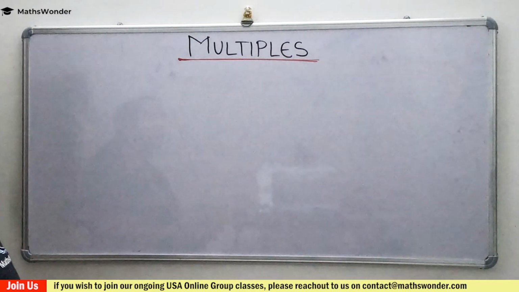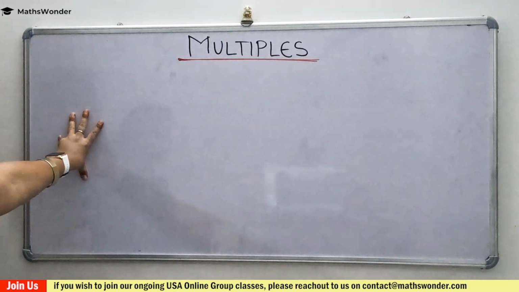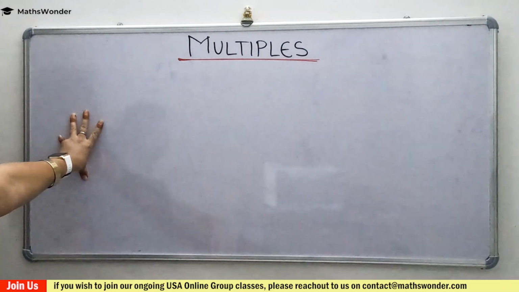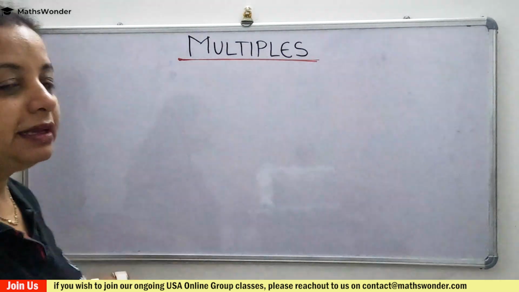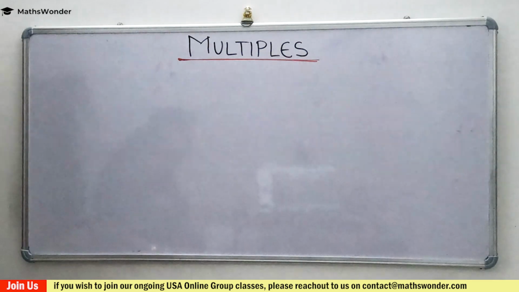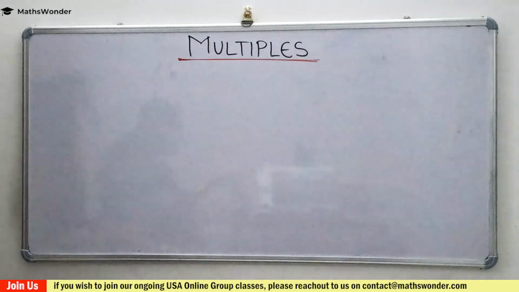So today's topic is multiples. What are multiples? Multiples of a given number are all those numbers which can be divided completely by the given number, like factors. But what is the difference? When a number divides another number exactly, then the dividend is called the multiple. First I am giving an example, then we will start the topic.